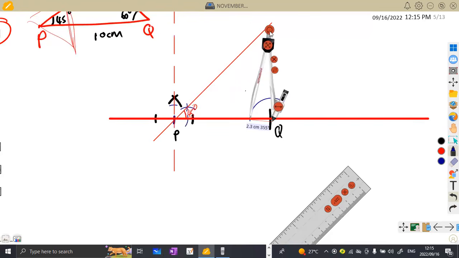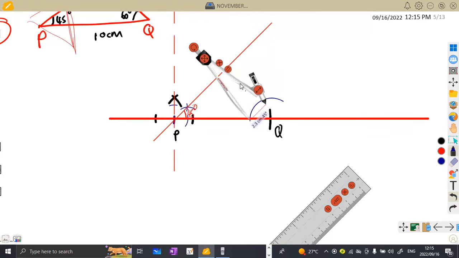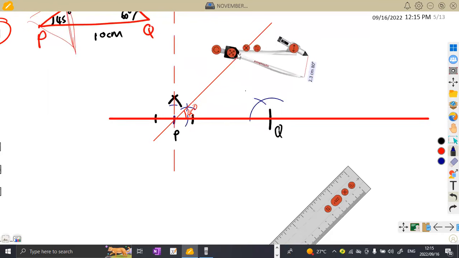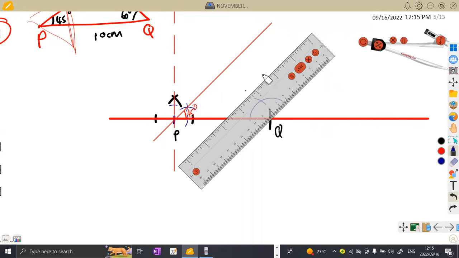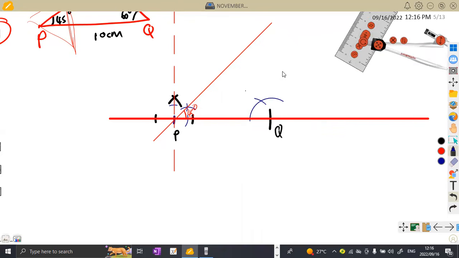Where these two are going to meet, that is where you're going to have what? The 60. So where these two meet like this, you just have to join. Okay, so that's where we are going to have our 60 degrees. Okay, so that's it, guys. Just simple like that. Okay, all right, let's just hope I'm going to be able to carry this one out.